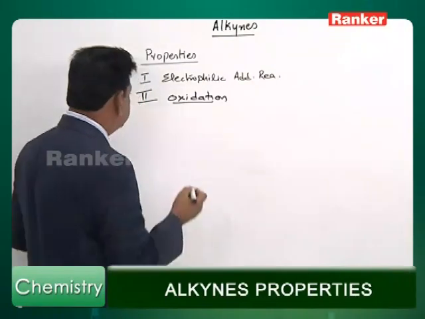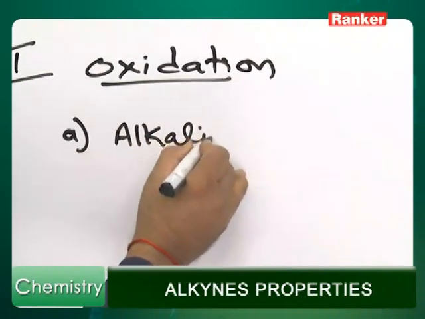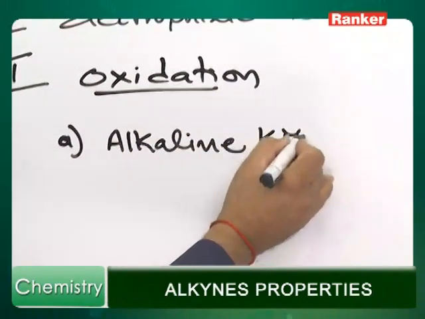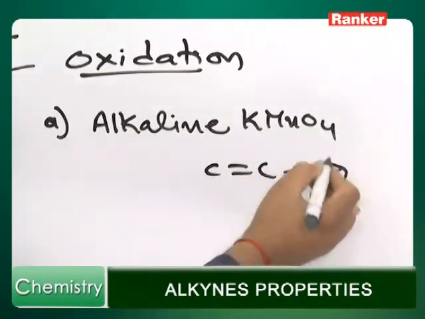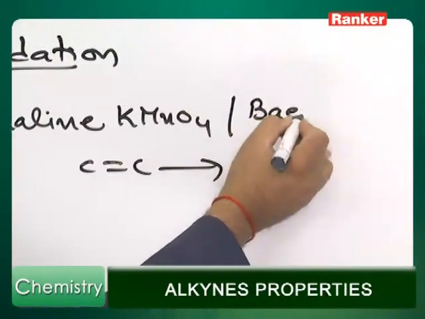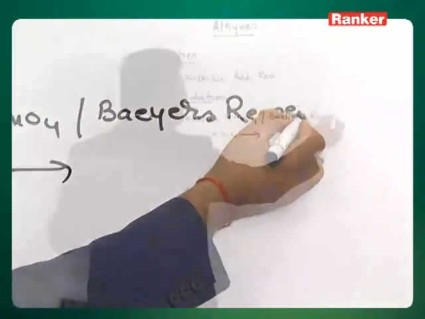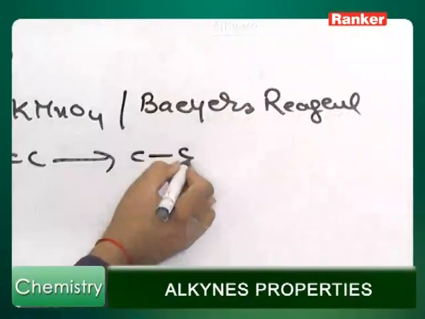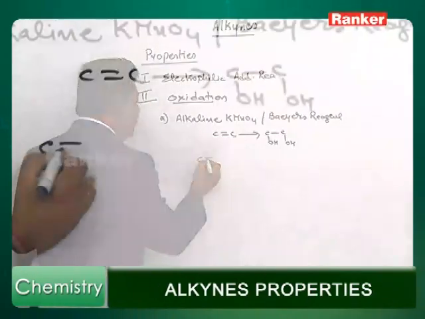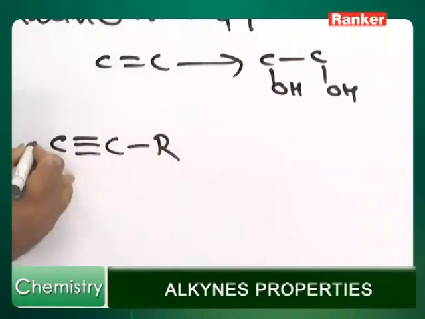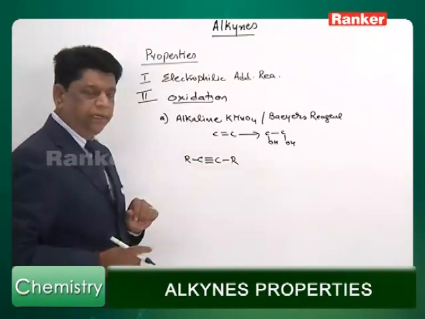alkynes. Alkynes can be oxidized with the alkaline KMnO4. Double bonds react with the alkaline KMnO4, known as Bayer's reagent. Bayer's reagent oxidizes the alkenes into the glycols. This is just as a reference I am quoting, and here we have a triple bond. Let us take some alkyl groups containing this one. So, the similar reaction you can expect here also.